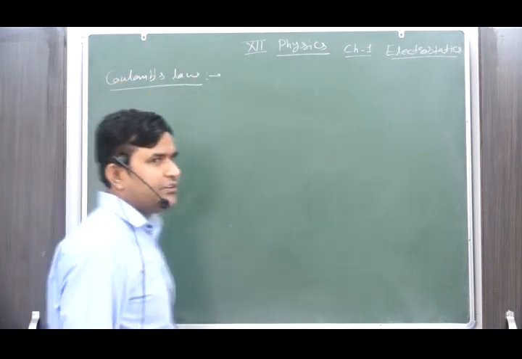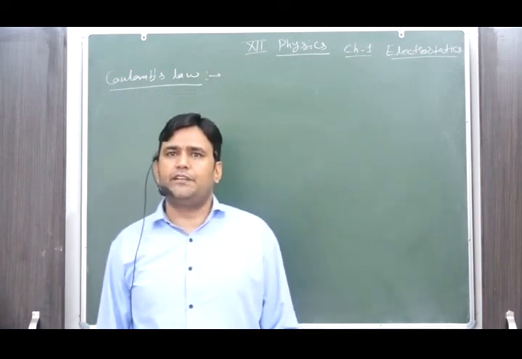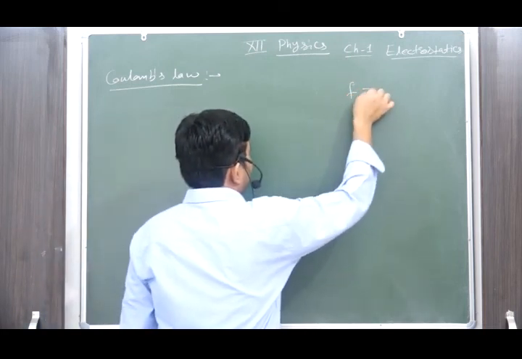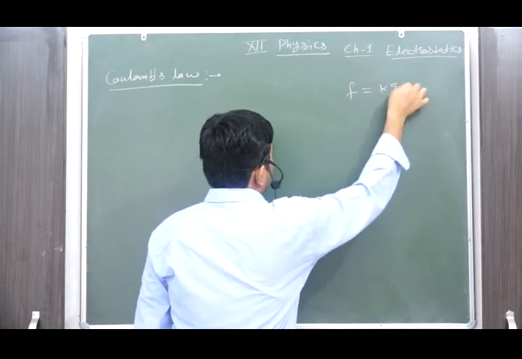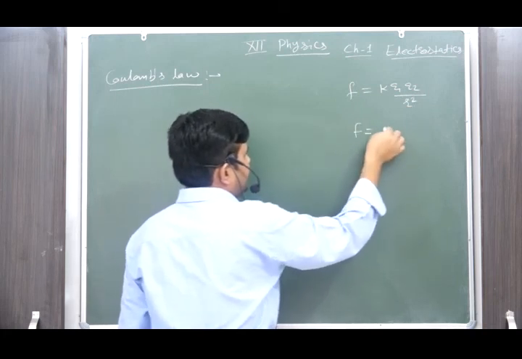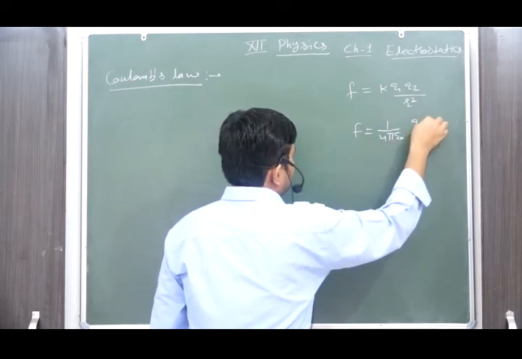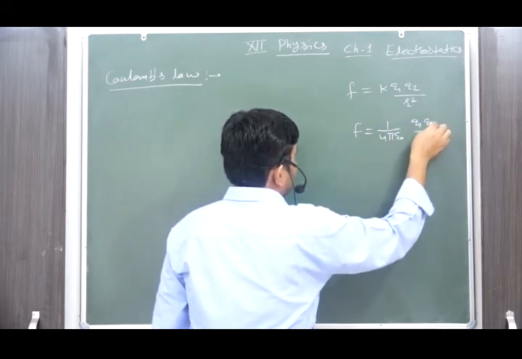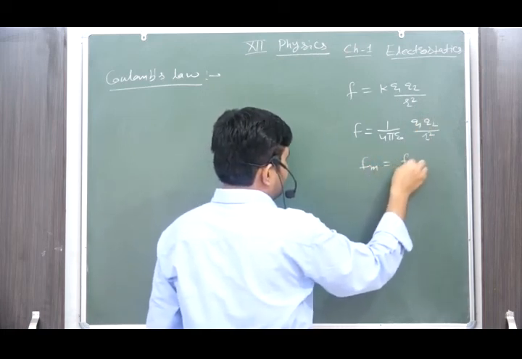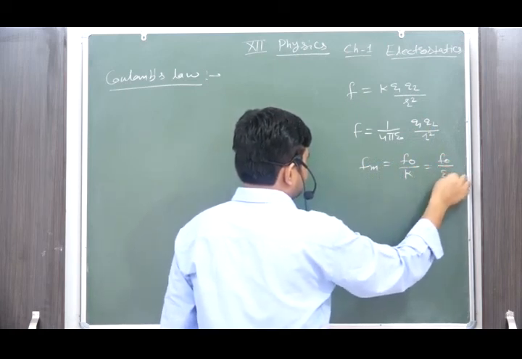First, we will take a quick revision of the previous class. In the last class, we discussed the force between two charges, and the formulas are F equal to K Q1 Q2 upon R square, or F equal to 1 upon 4 pi epsilon naught Q1 Q2 upon R square. After that, we considered the formula F in the medium equal to F naught divided by K, or F naught divided by epsilon R.